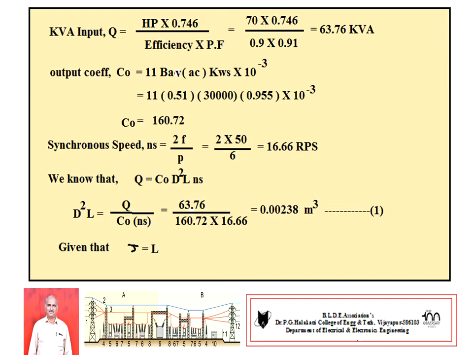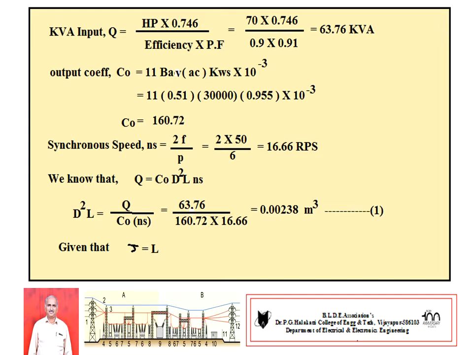kVA input Q equals kilowatt divided by efficiency into power factor. Now in this problem the given rating is HP, so first you convert into kilowatt. Therefore HP into 0.746 gives kilowatt. Then as usual divide by efficiency and power factor. Substitute the values. This value we are getting around 63.76 kVA.